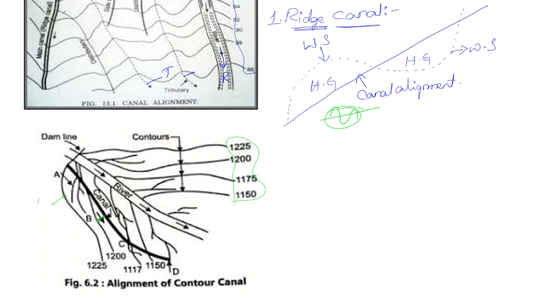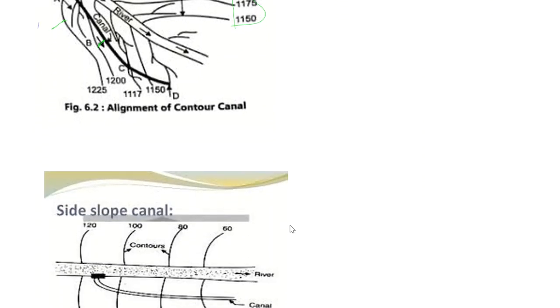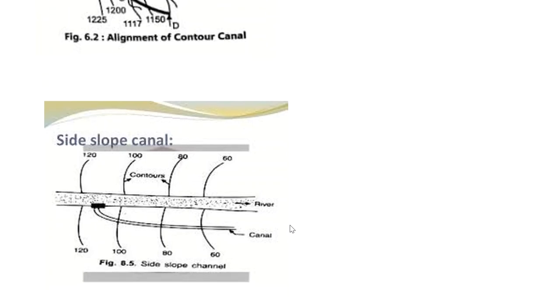Okay, now let us see the side slope canal. You can see the image over here, side slope canal. This is also coming from contours only. Here the canal will also flow from these contour lines only. A side slope canal is one which is aligned at right angles to the contours. You can see the region over here. See, it is like your right angles. The canal is following right angles on the contours.